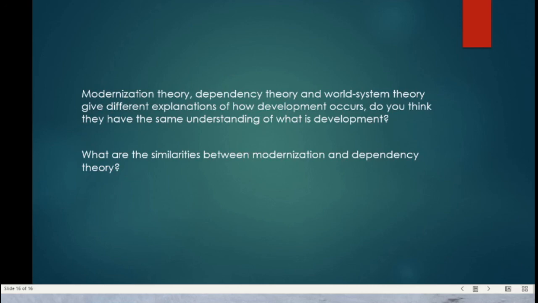But my question is, do you think they have the same understanding of what development is? For them, is development the same thing? And if it is, what is it? The second question is, what are the similarities between modernization and dependency theory? Can you see any similarities or similar understanding between modernization and dependency theory? Try to think a bit harder about this and write down your answers, and we will discuss in the Tuesday synchronous sections. You can also write about this in your weekly reflection if you wish to.